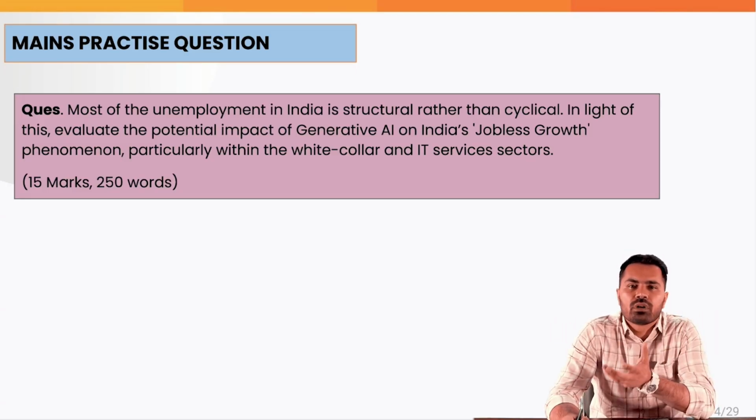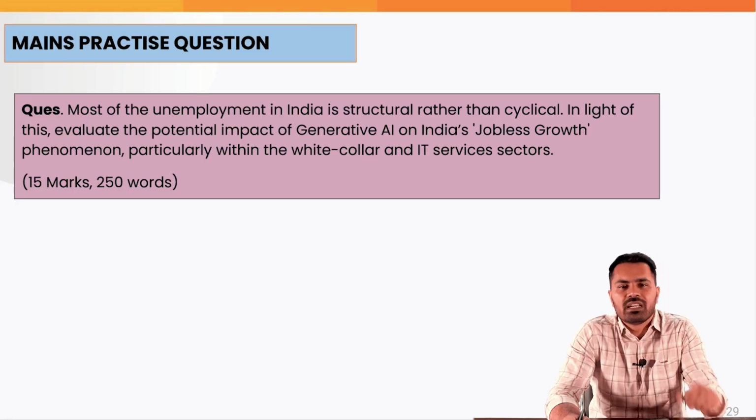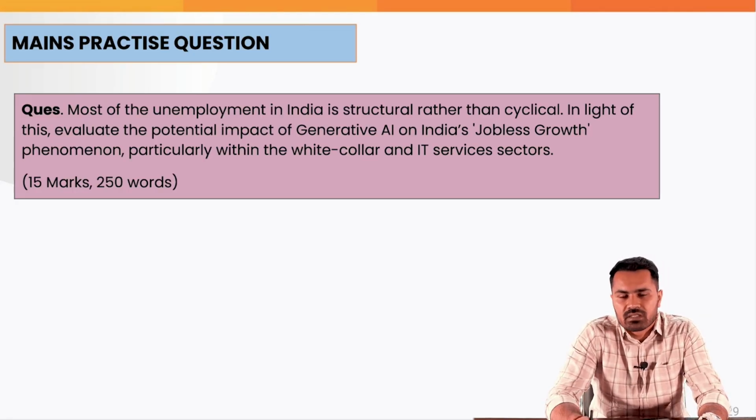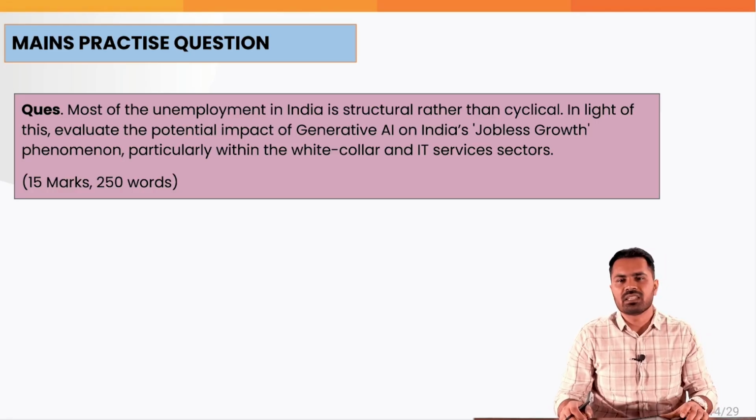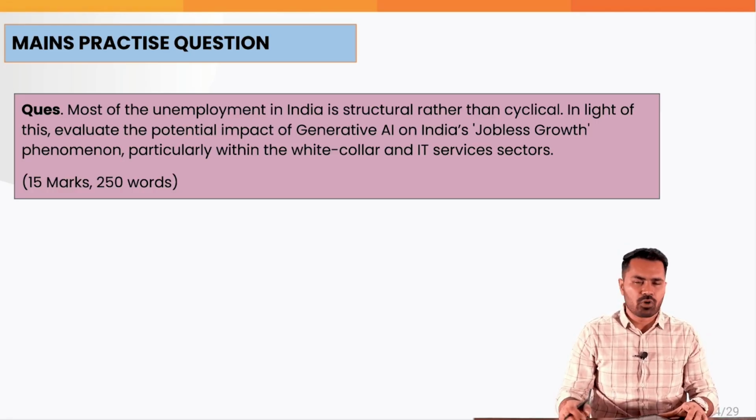And what more unemployment can be due to generative AI, which can lead to jobless growth in the IT industry. So try attempting this question. It is a 15 marker. You have to write it in 3 pages, and this is part of your daily practice.